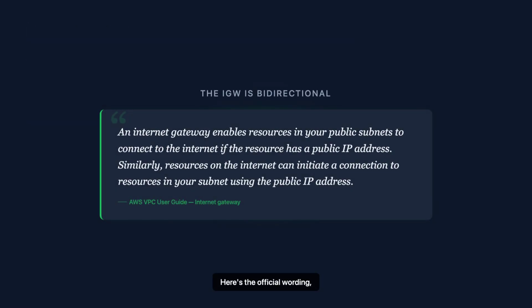Here's the official wording, and I want you to focus on the second sentence. Resources in your public subnets can connect out to the internet, yes, but similarly, resources on the internet can initiate a connection inward. That two-way street is the defining feature of an internet gateway, and it's the reason you'd never want your database sitting directly behind one. Keep that bidirectional behavior in mind, because the next service is its mirror image.